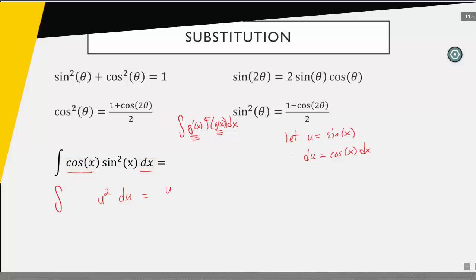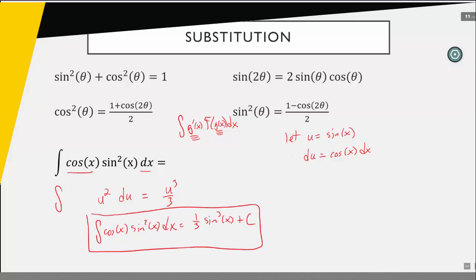I can integrate this to get u cubed over 3. And then if I convert everything back to x's, I can see that the integral of cosine of x times sine squared of x dx is just equal to 1/3 sine cubed of x. And so there's my solution.